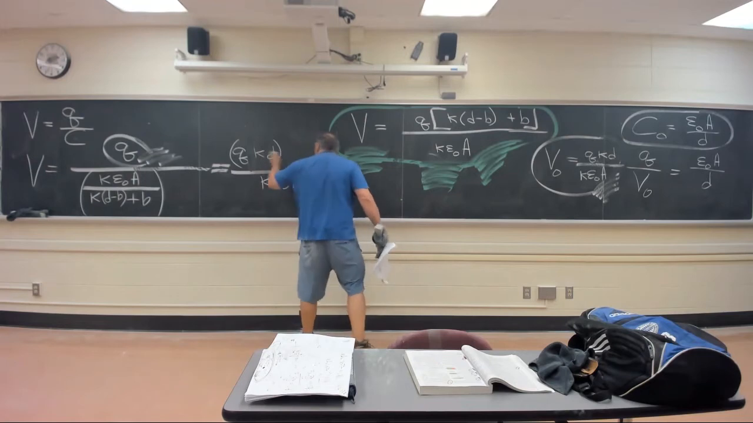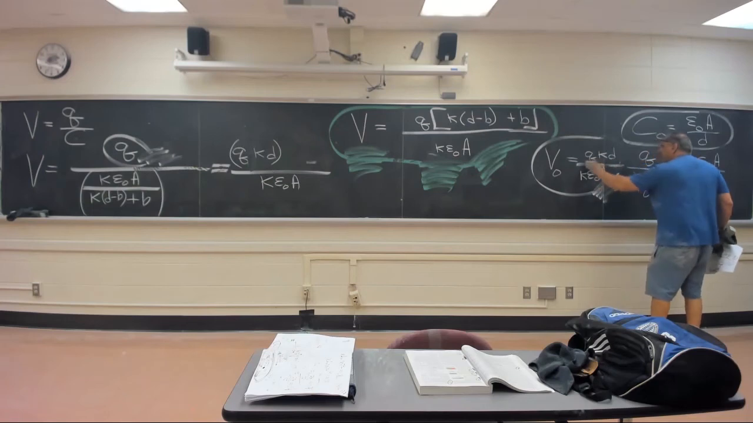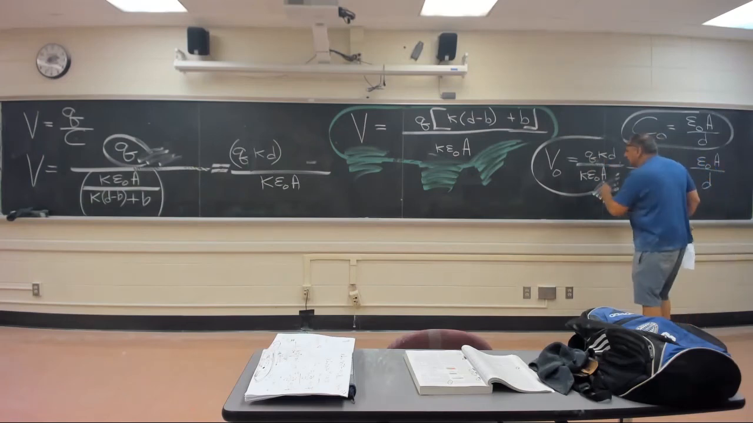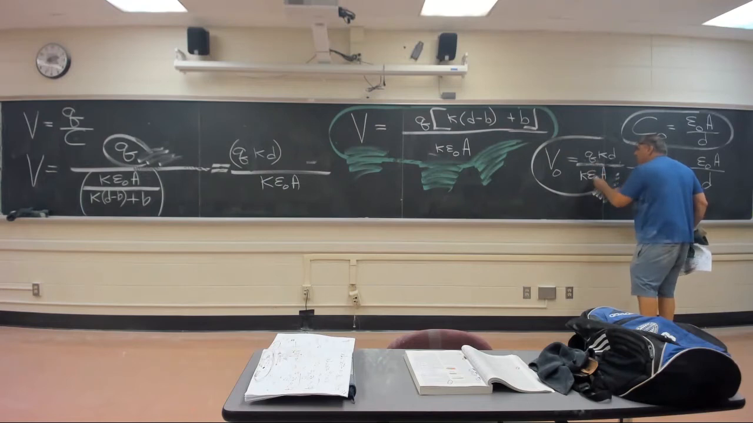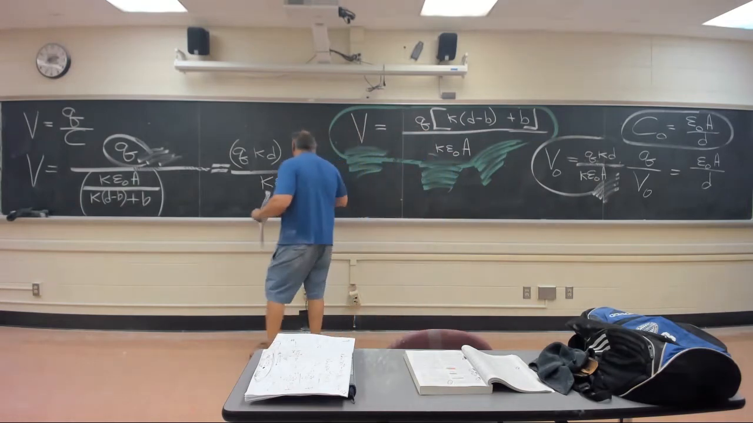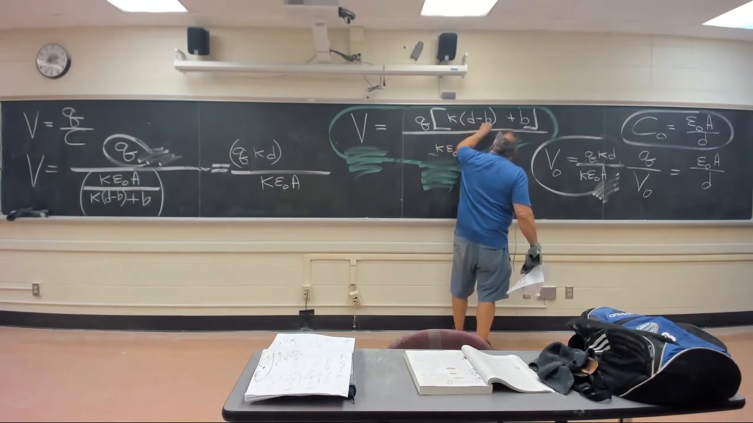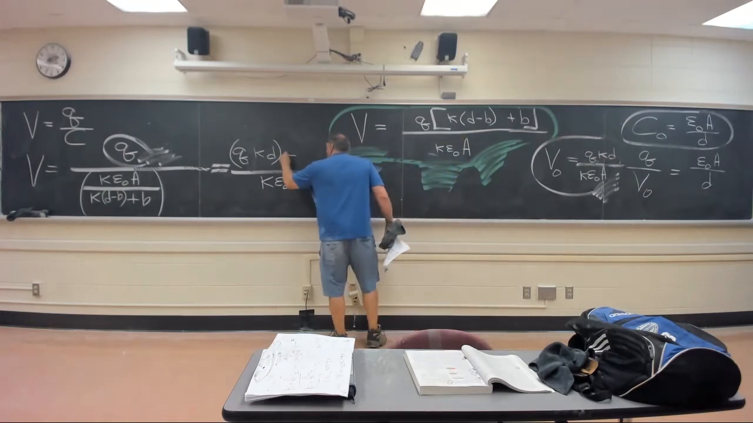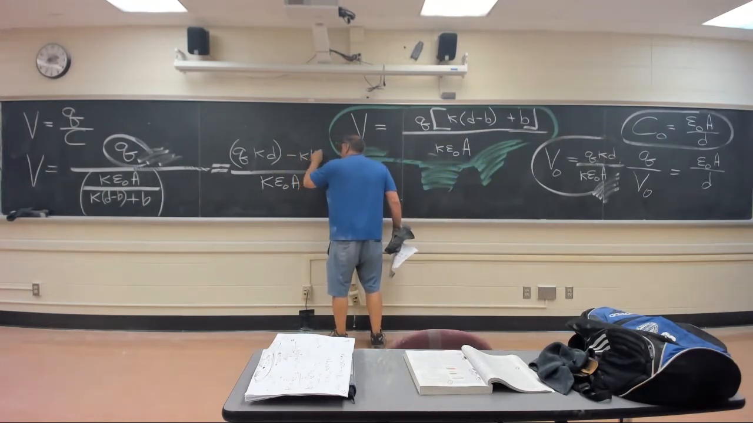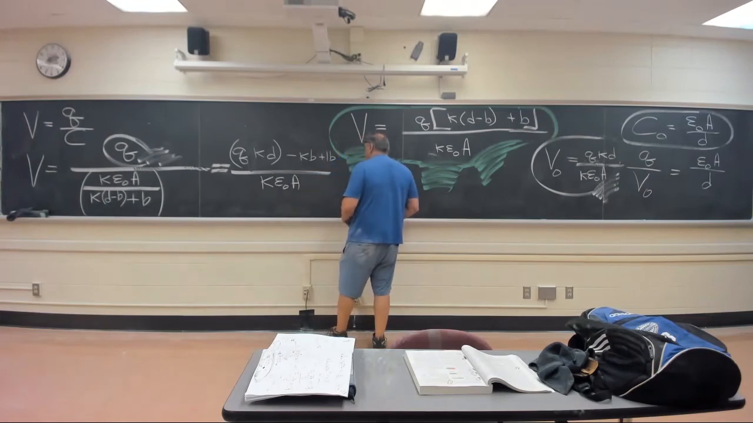Kappa and kappa cancel. I got QD over epsilon A. Put the kappa in there just to see what it was. It was QD over epsilon A. Put kappa here, put kappa there. Okay, here we go. Kappa times D is kappa D minus kappa B plus 1B. Interesting. It's really minus kappa minus 1.